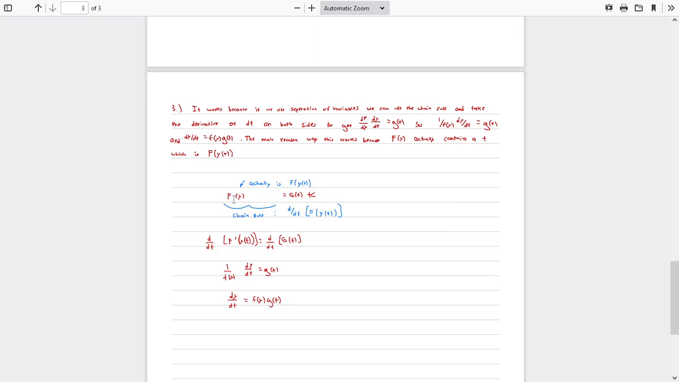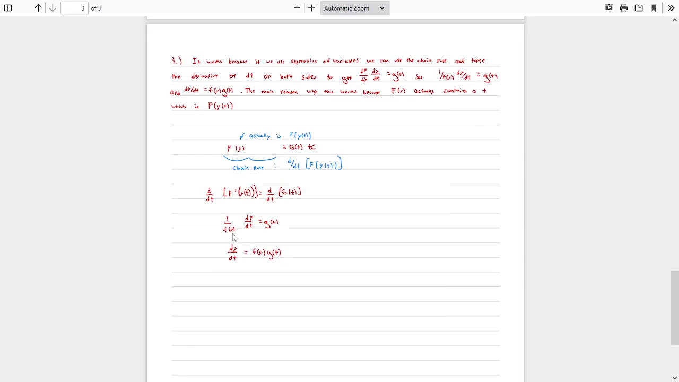So actually, if we perform the chain rule of d over dt, this works because it's actually big F of y of t. So if we do perform the chain rule and take the derivative with respect to time, or t, on both sides, we will get 1 over f of y times dy over dt equals small g of t. And if we multiply f of y over, we can have the original function that we had at the beginning: dy over dt equals f of y times g of t.